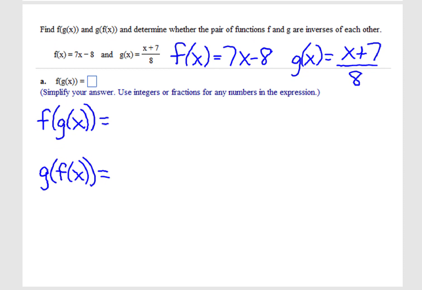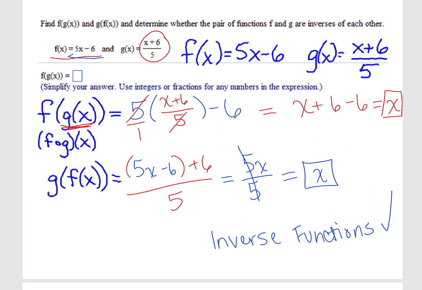Okay, same thing. They say find f of g of x and g of f of x and determine whether the pair of functions f and g are inverses of each other. Now, be careful, because sometimes students say, oh, I see the pattern. If you have multiplication with one number and subtraction with another, well, on the last one we had division, the opposite operation with the same number, and then the opposite operation with the other number. Then they just start looking for patterns and not do the work.